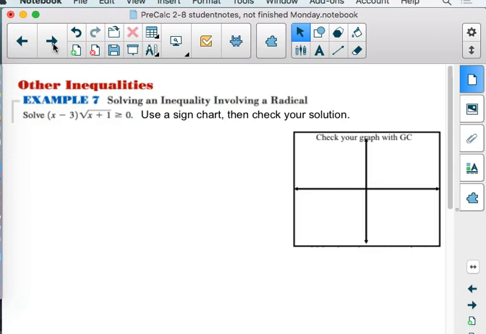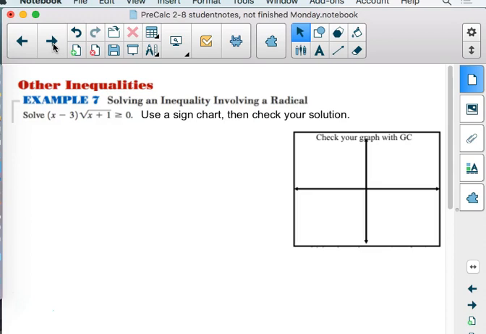Solve an inequality involving a radical. Ooh, that's interesting. Okay. Solve the quantity x minus 3 times the square root of x plus 1, which is greater than or equal to 0. Use a sign chart. Check your solution. We're going to check it graphically.